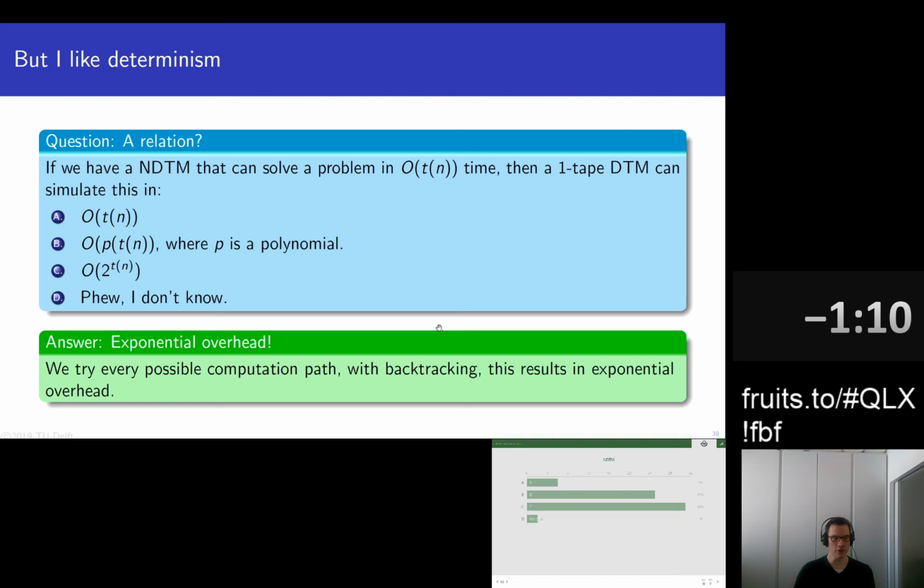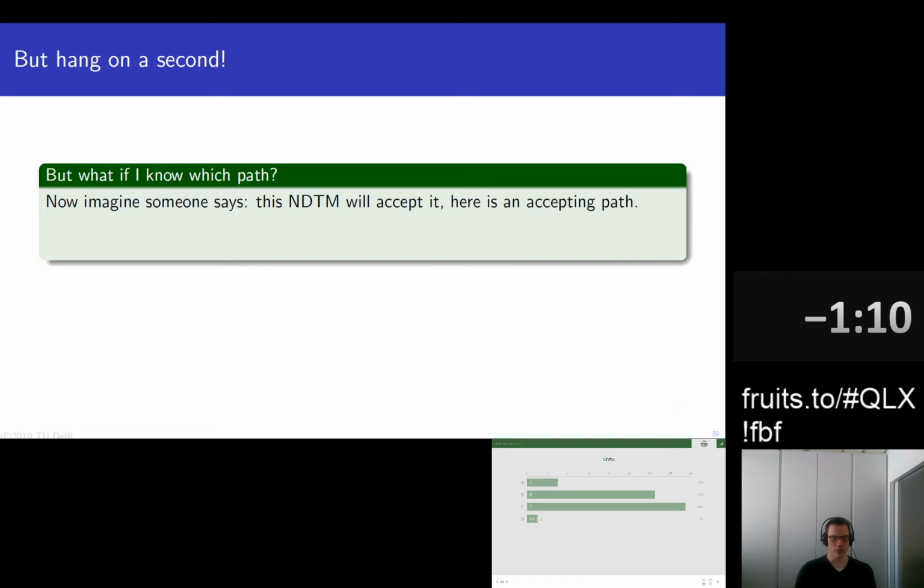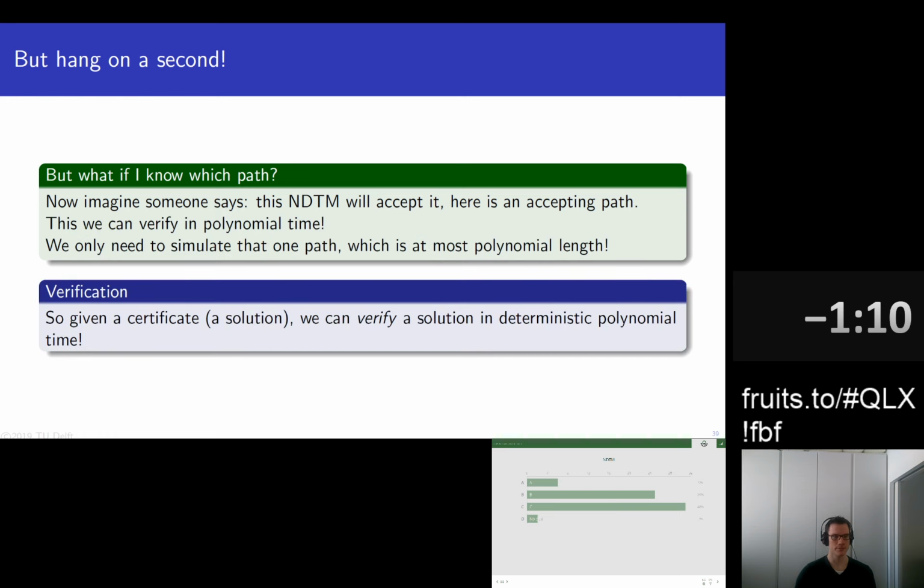Okay, so indeed going from a non-deterministic Turing machine to a deterministic Turing machine requires exponential overhead. But if I tell you, take your non-deterministic Turing machine, and I point out to you this path, this path is an accepting path, then you could check that claim very easily. You can check that in polynomial time. Why? Well, the non-deterministic Turing machine runs in polynomial time. Otherwise, it's not a part of NP. So that means the path can be at most a polynomial length in terms of the input.